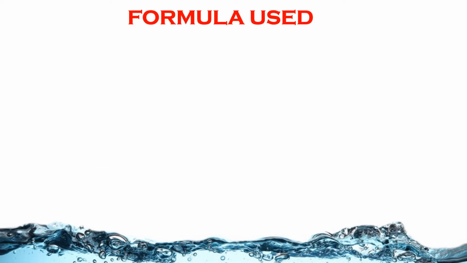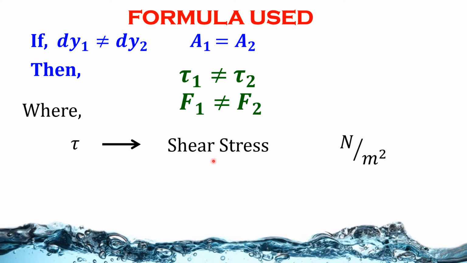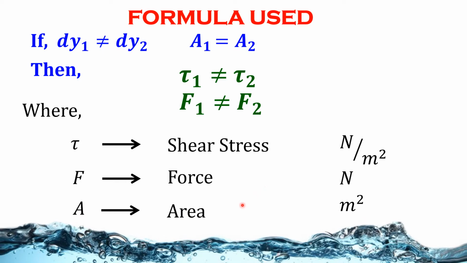The second condition for multiplate problems is if dy1 is not equal to dy2. Here also your A1 will always be equal to A2, but tau1 is not equal to tau2 and F1 is not equal to F2. On this condition, we have to separately find tau1 and tau2, whereas on the previous condition, where dy1 is equal to dy2, we need to find only tau1. From there we can easily calculate tau2.